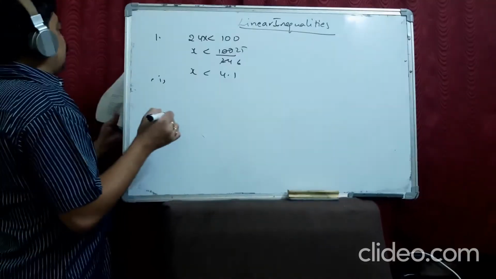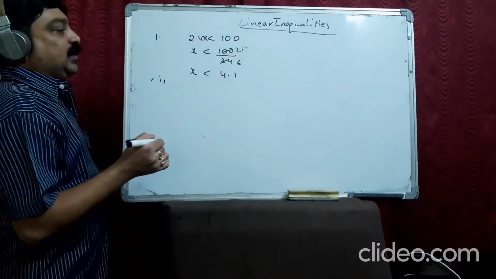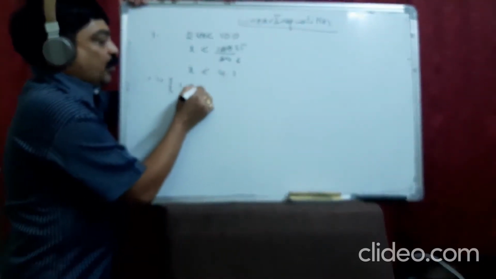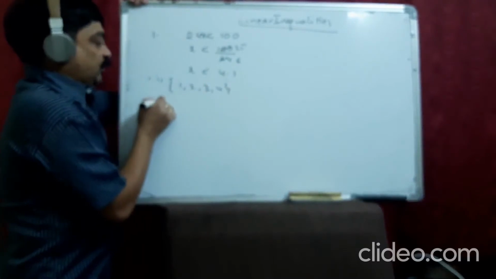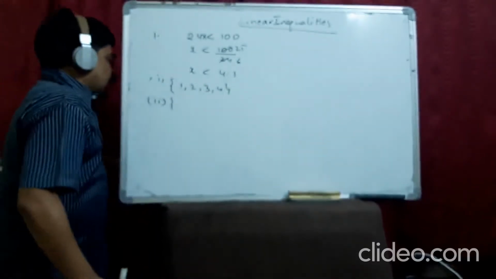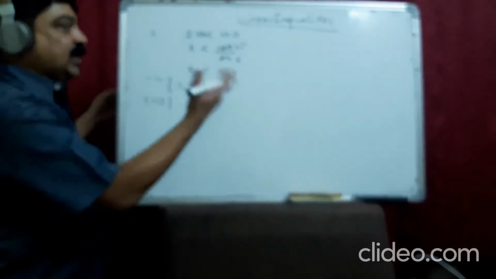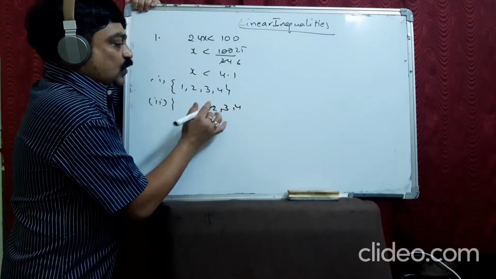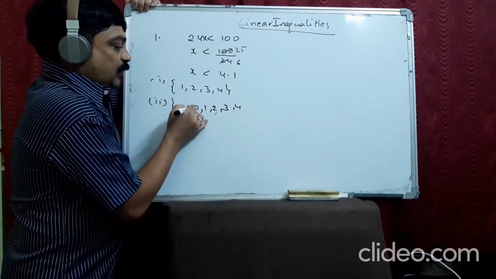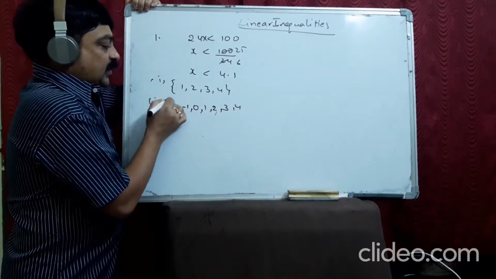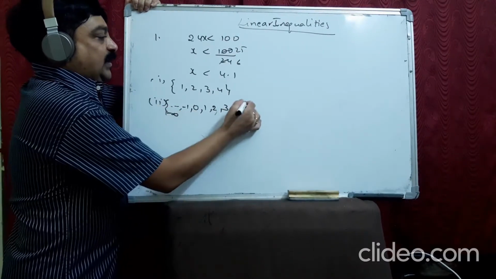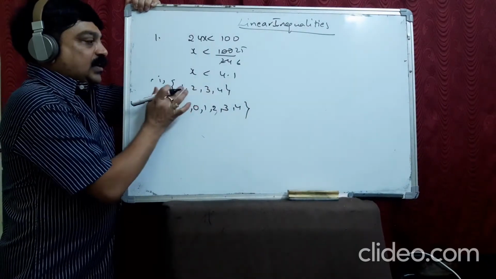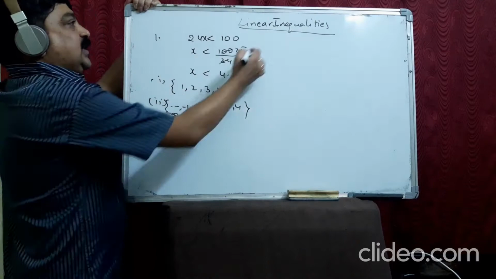In that they asked us to find two things. When x is a natural number, what is the solution? When x is a natural number less than 4.1, how many natural numbers will be there? 1, 2, 3, 4. That's it. Next one: when x is an integer, how many integers are there less than 4.1? 4, 3, 2, 1, 0, minus 1, and so on till minus infinity. Integers are infinite, since the natural numbers start from 1 and end at 4. Okay? Right.